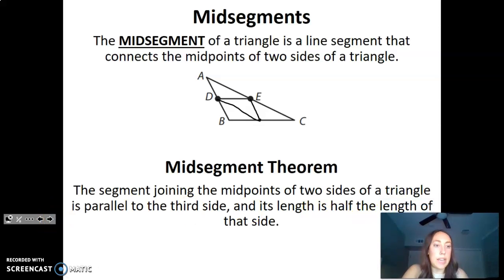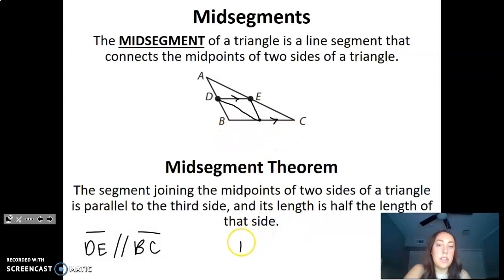So one property is that the midsegment is parallel to the third side. So DE is going to be parallel to the side it doesn't touch, BC. So DE is parallel to BC. That's one property that midsegments have. The other property is that the midsegment is half the length of that side. So the length of DE is half as big as the length of BC. That's the other property. Those two are parallel and DE is half as big.